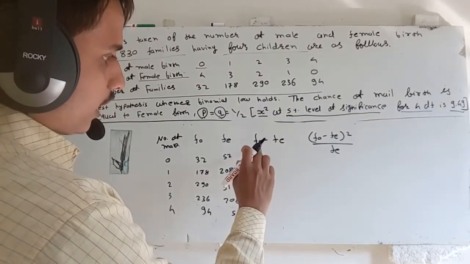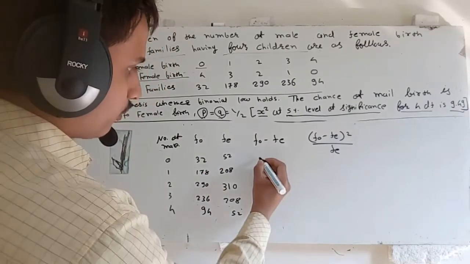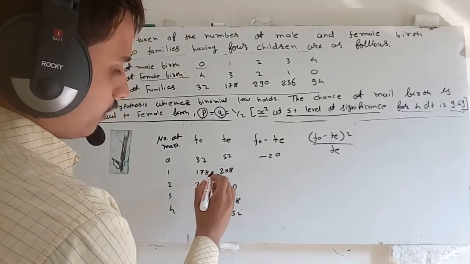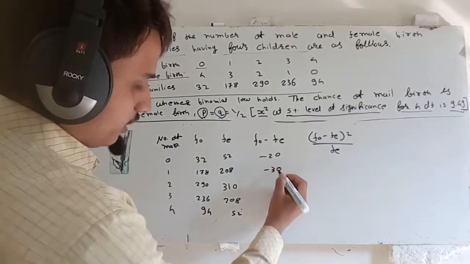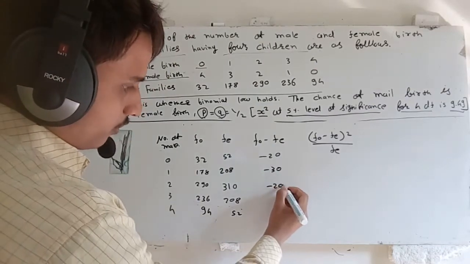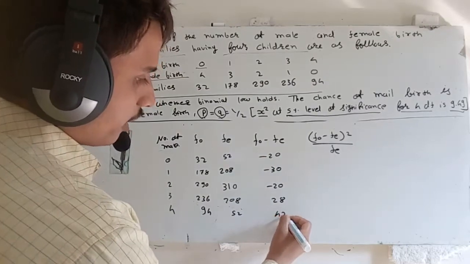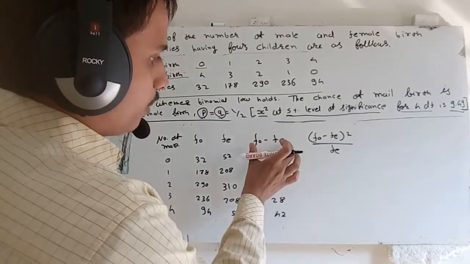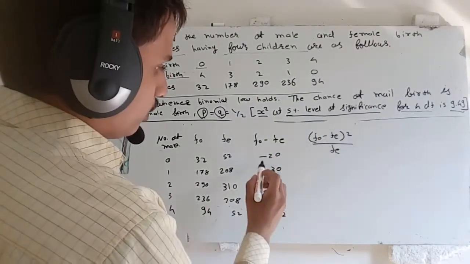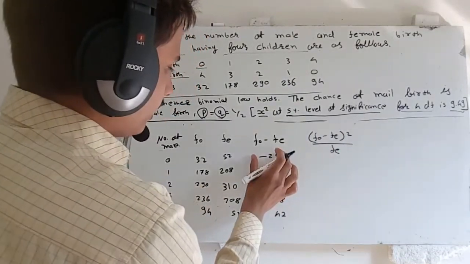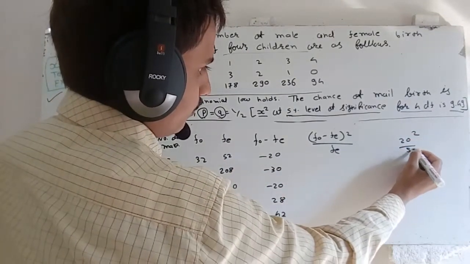Now you have to subtract Fe from Fo. So 32 minus 52, it is minus 20. 178 minus 208, it is minus 30. So likewise you have to create the whole column. You have to calculate the data of this whole column and you will get this. Now you have to square this value and divide it by Fe. So 20 square divided by 52.